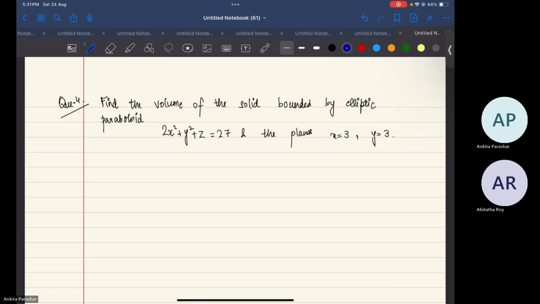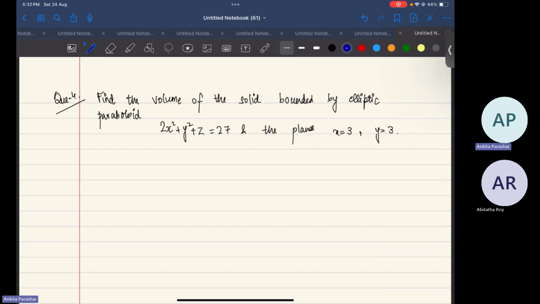Okay. Here, one has to find the volume of the solid bounded by an elliptic paraboloid. I want to spend some time on this problem because what's important here is to know the graph. So let's spend some time drawing the graph. Can you try drawing the graph, which is bounded above by this, below by this paraboloid, and by the other region, the planes x equal to 3 and y equal to 3? It is bounded by all these planes.